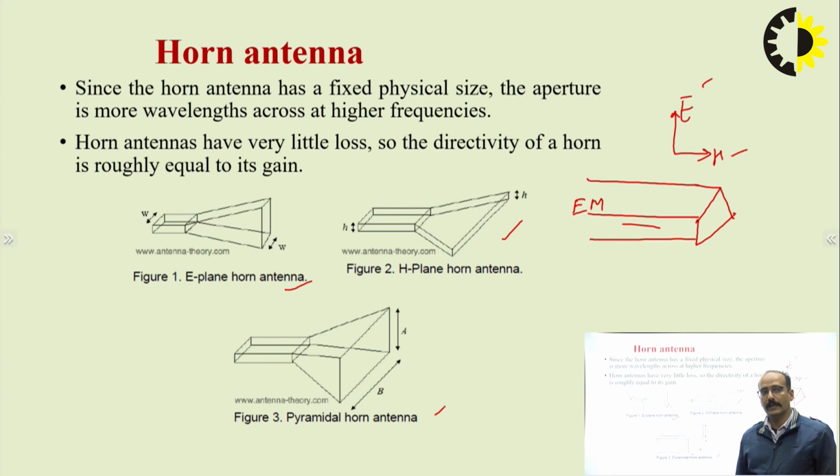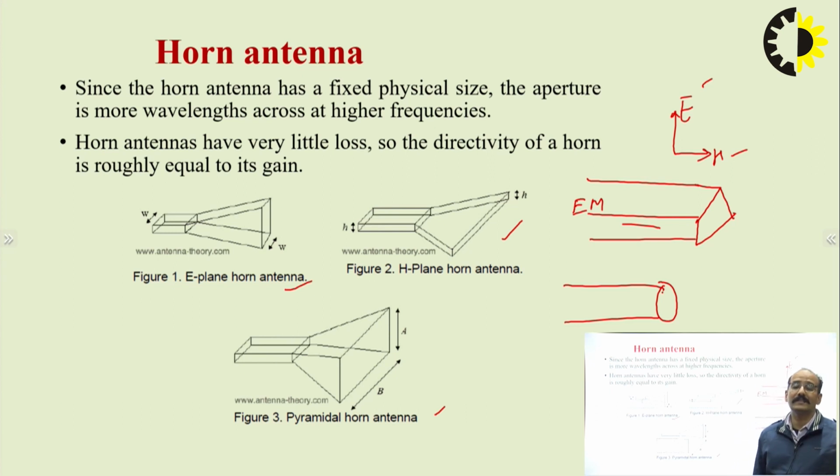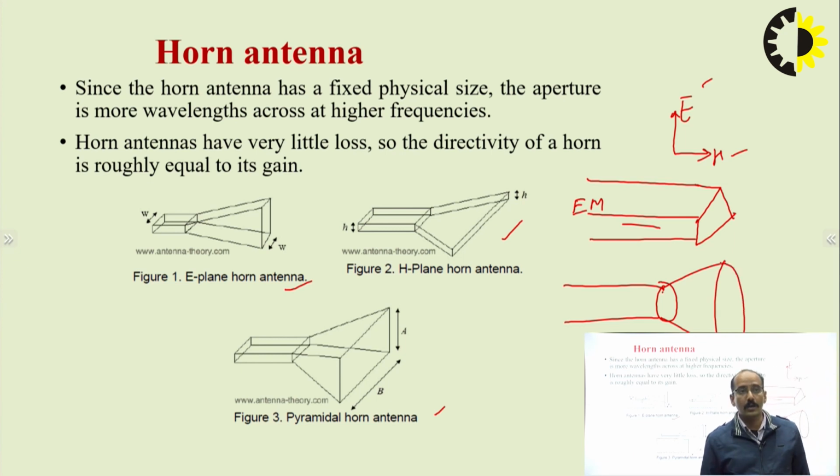You also know that circular waveguides are also possible, and these circular waveguides can also make conical horn antennas when we widen the end of this waveguide. These all antennas are used for the microwave range.